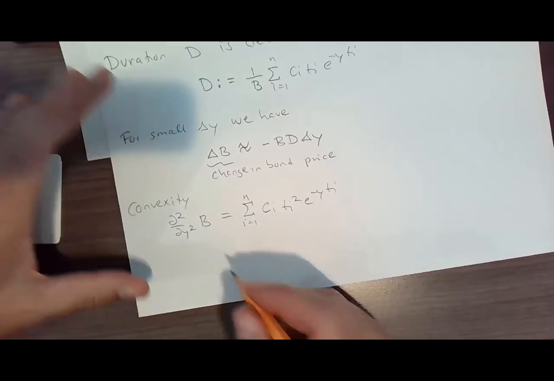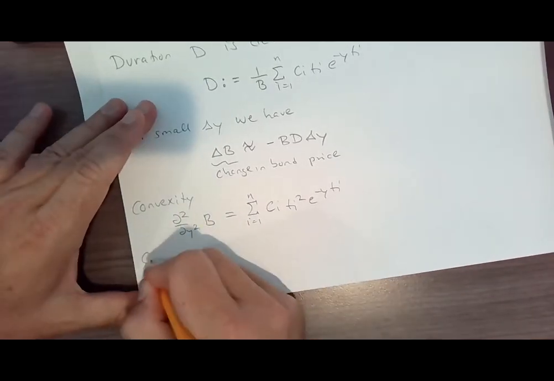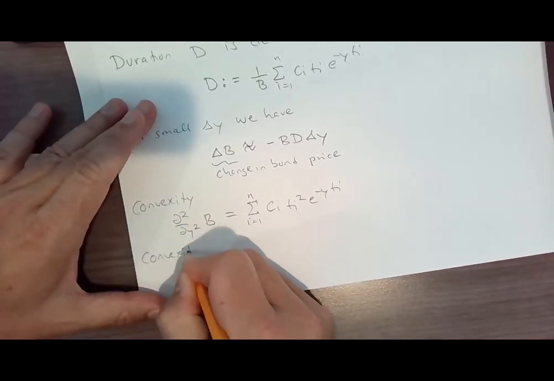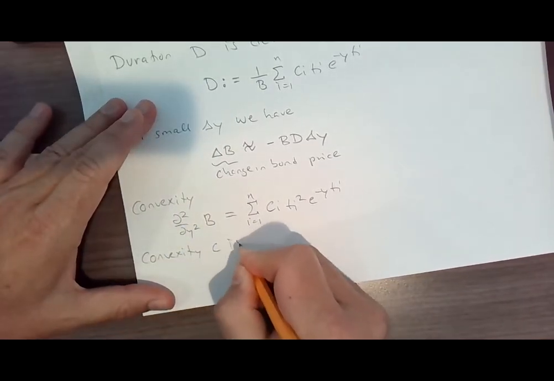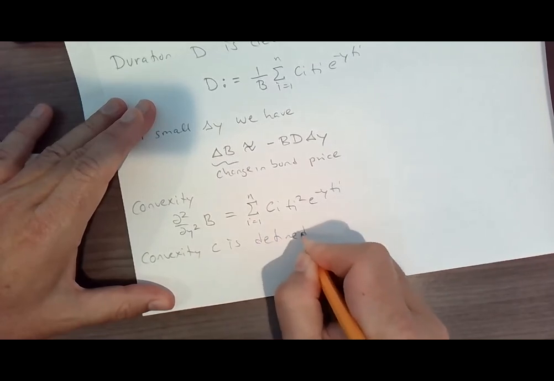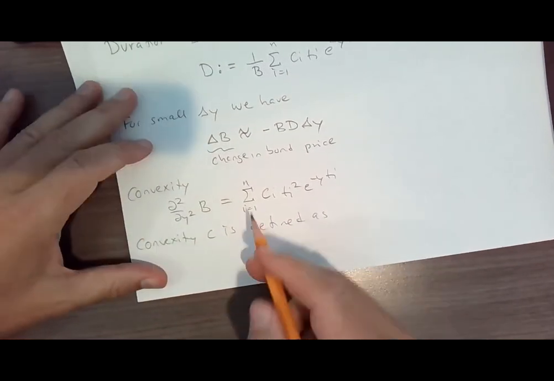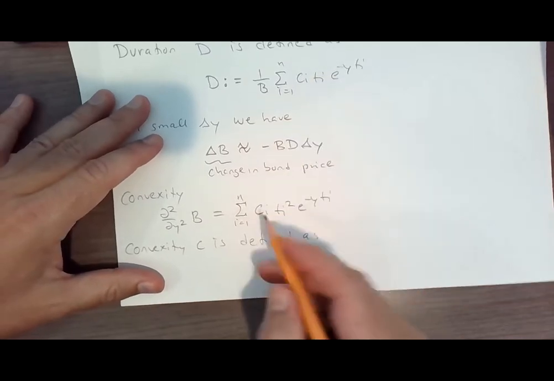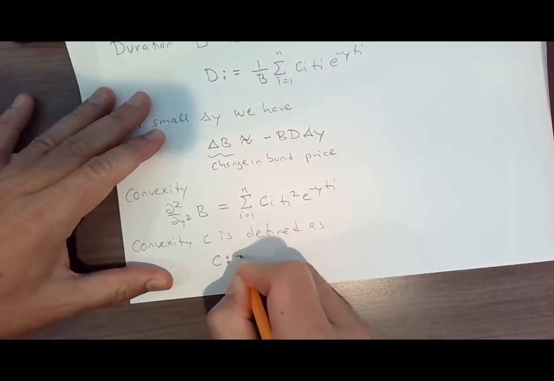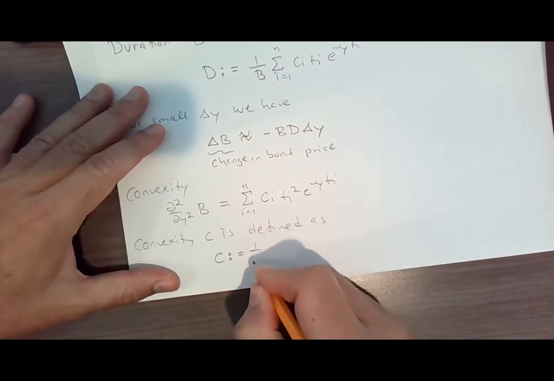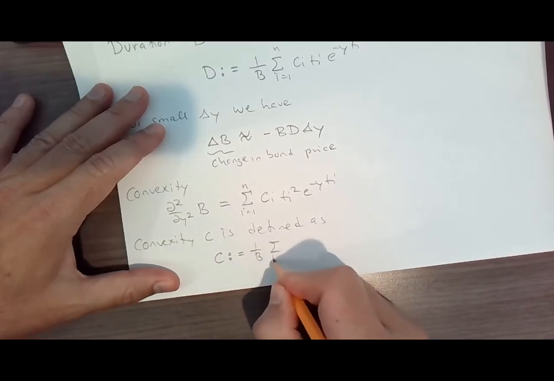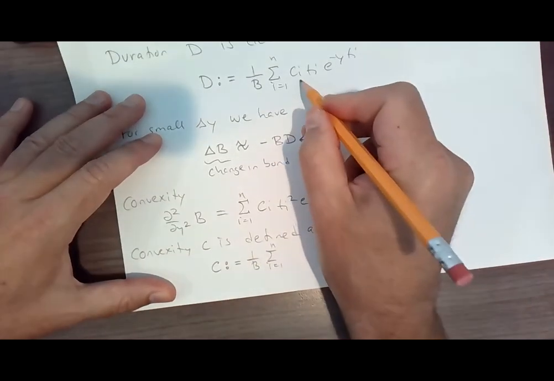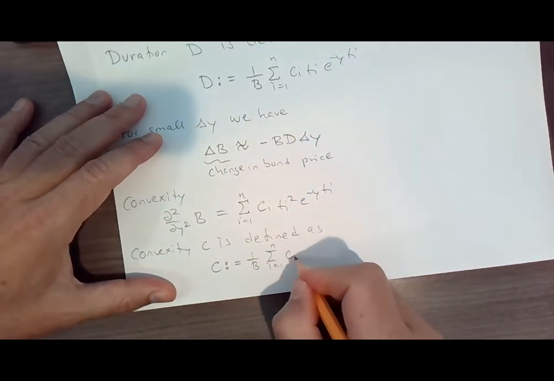So the convexity C, this is defined as roughly the same formula as this one here, but now just with squares. So that will be C, this is 1 over B, and then just the squares. CI, but now with a square up there.